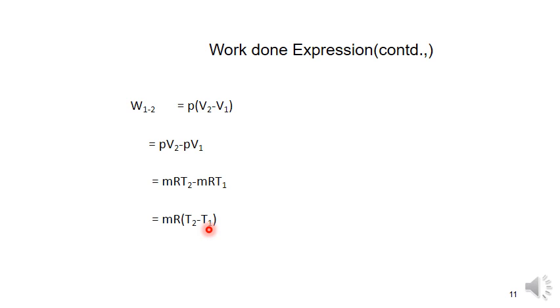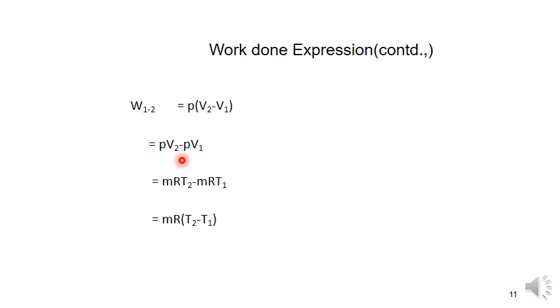So the amount of work done is W equal to integral V1 to V2 P dV. Here P is constant, so we take P outside: P integral dV. Integration of dV is nothing but V. So we substitute the upper limit minus the lower limit: P (V2 minus V1) is another equation.